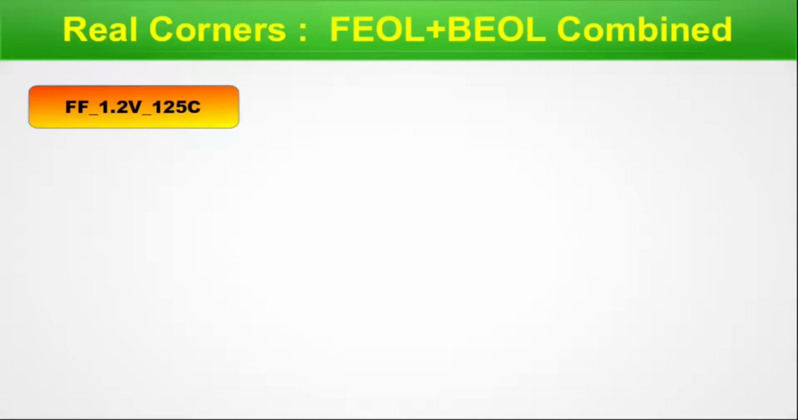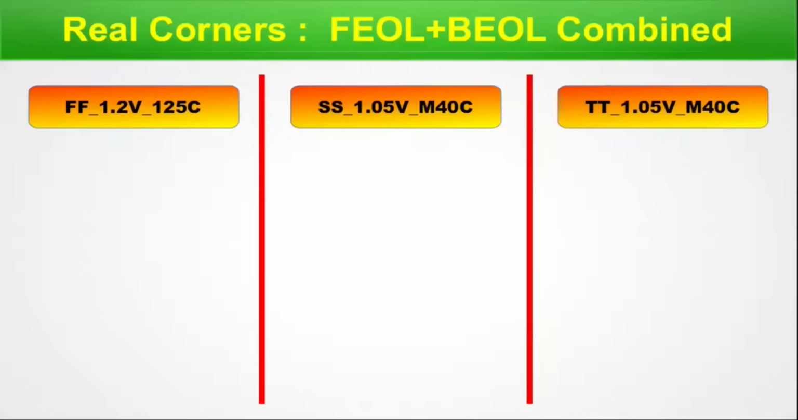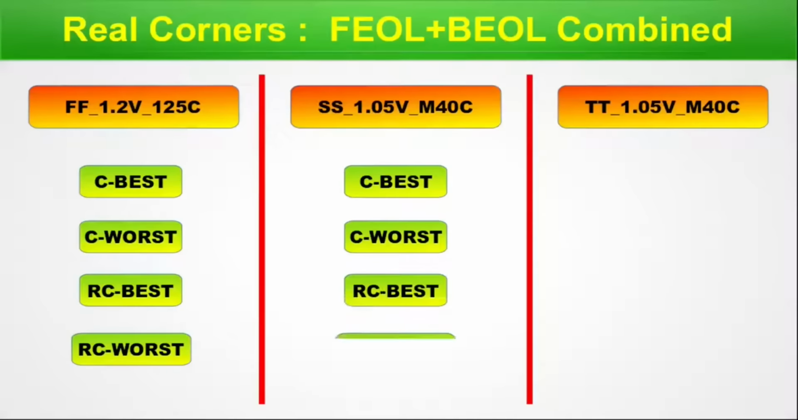So here our nomenclature, this is a process corner, FF 1.2 volt, that is VDD, 125C. And next one is SS, the VDD is 1.05 and minus 40 is temperature. Next we have the typical, and we have the VDD is 1.05 and the temperature is minus 40. Now for each of these process corners, you may have BEOL corner. So these are the FEOL corner names, the process corner name also have the alias FEOL. Now the BEOL or the RC corners under each can be P based C volts, RC based RC volts. Similarly, others will have the same thing.